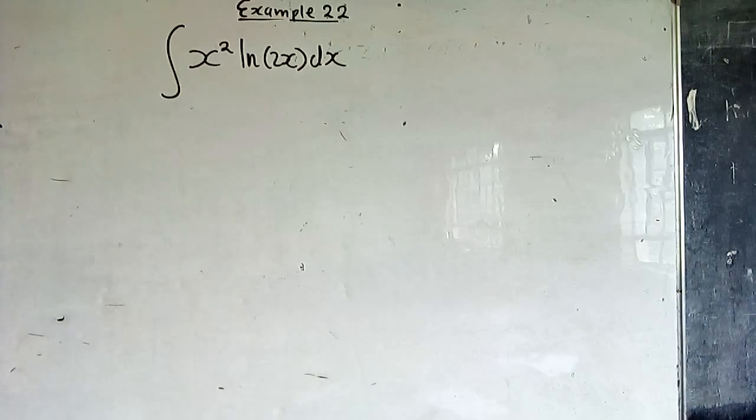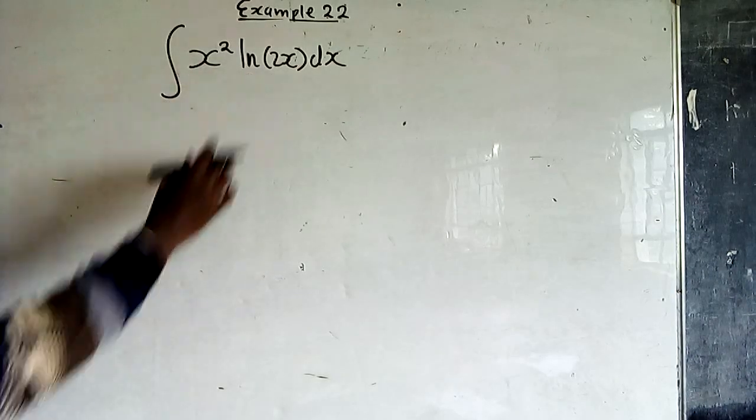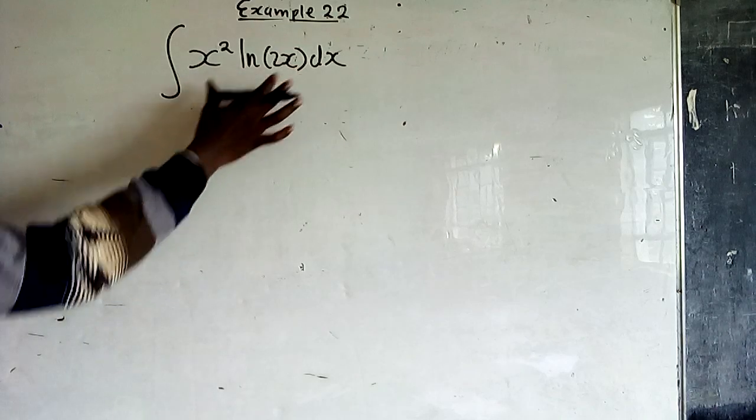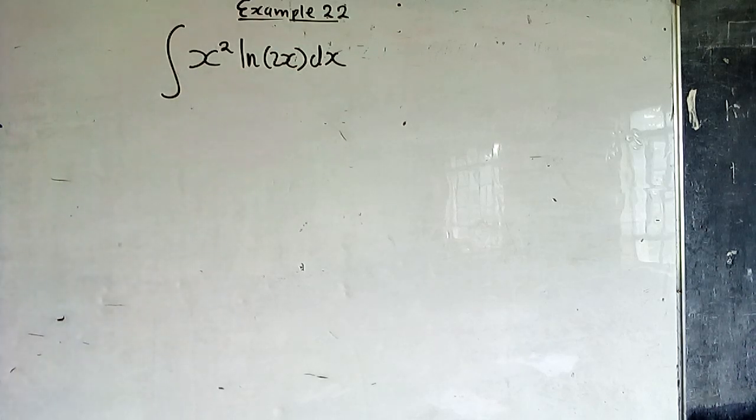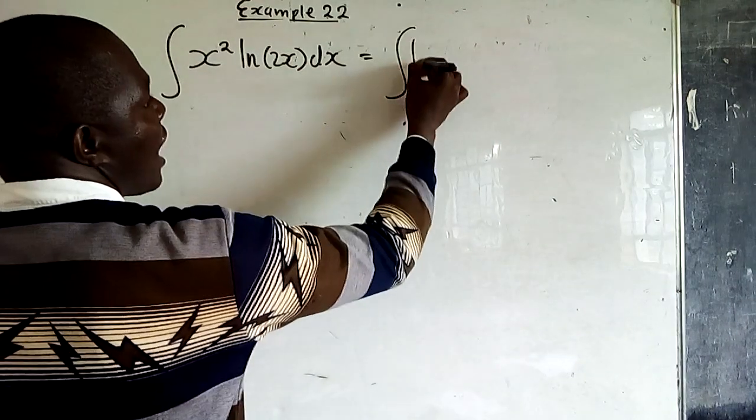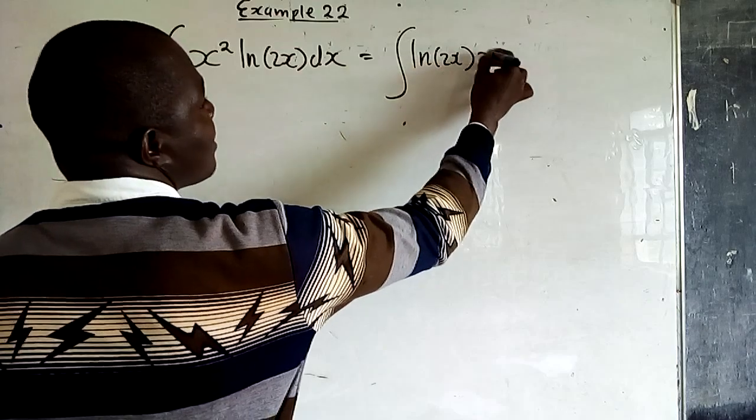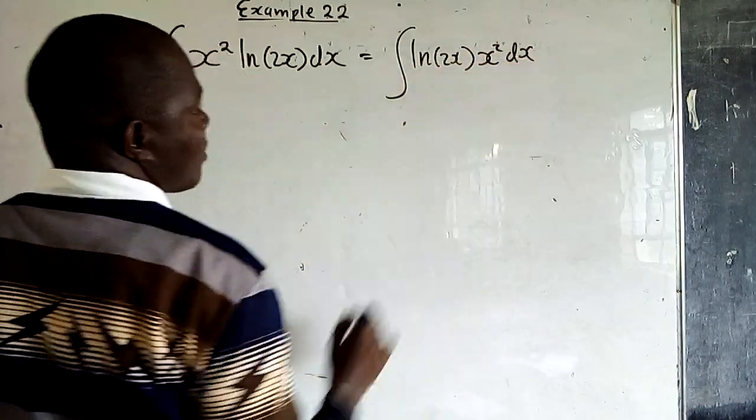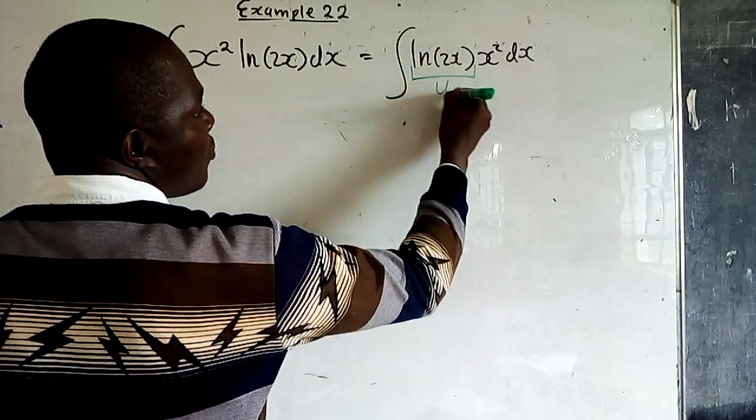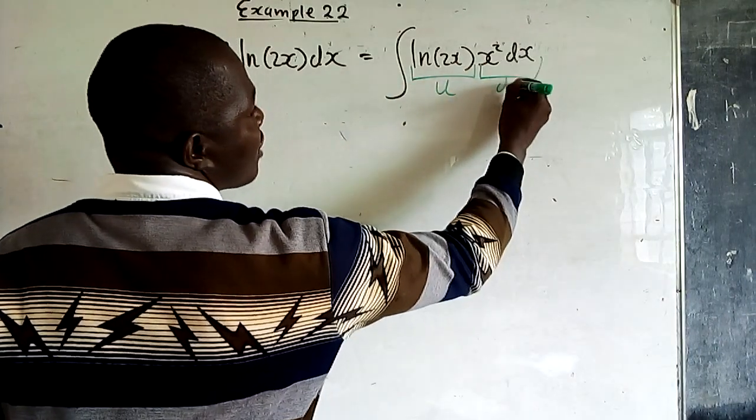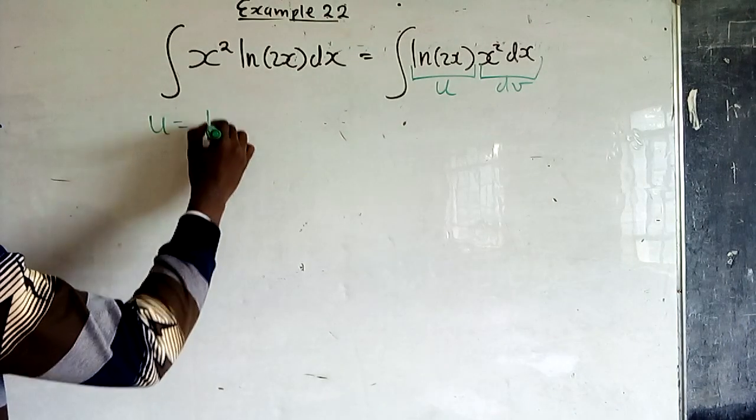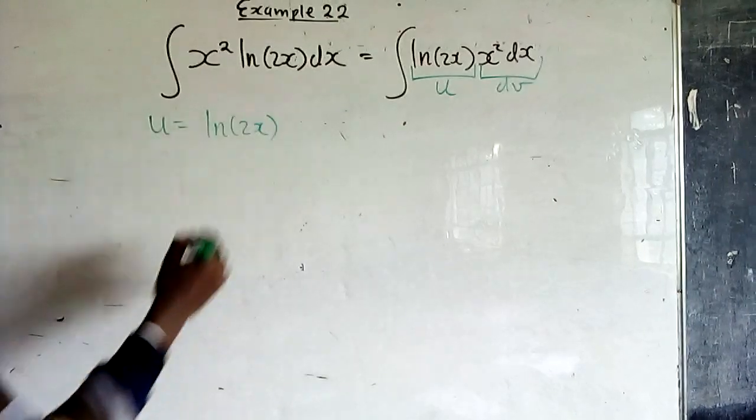Evaluate the integral of x squared ln of 2x dx. You know it is not easy to integrate ln of 2x, so you make that u. For you to make it u, you rearrange it, so you have ln of 2x times x squared dx, isn't it? So you let ln of 2x be u and x squared dx be dv.